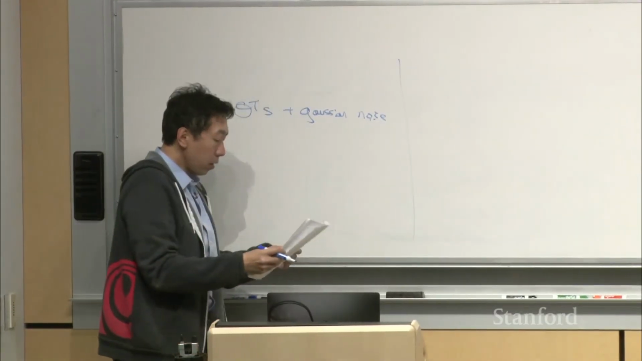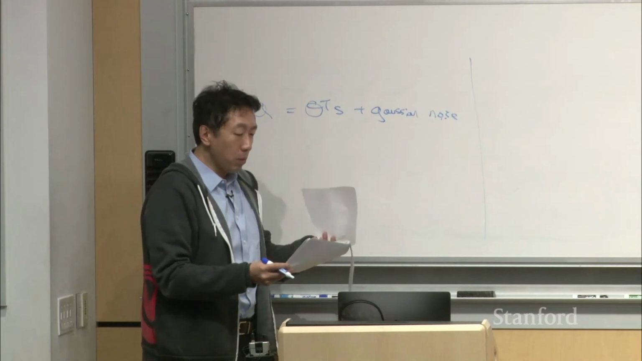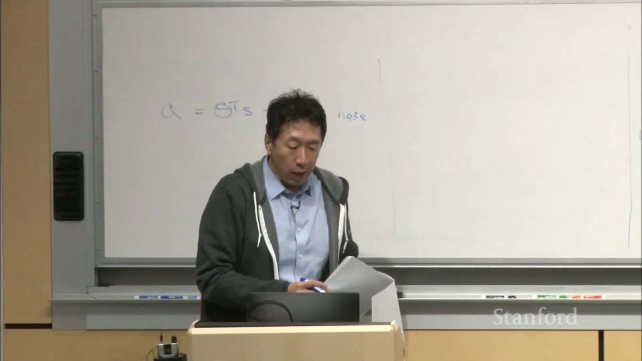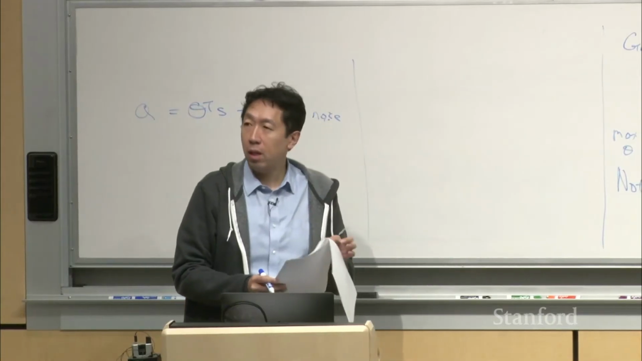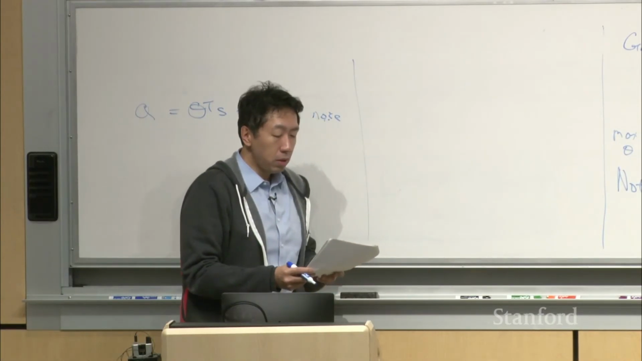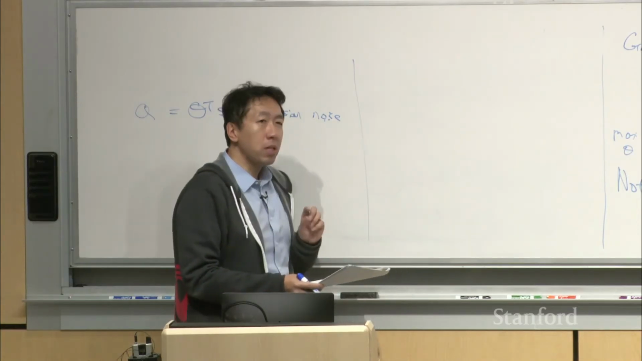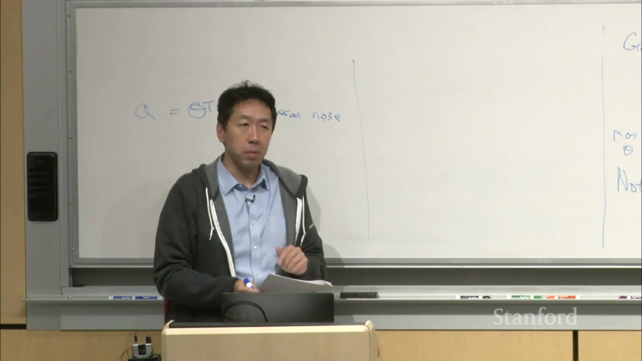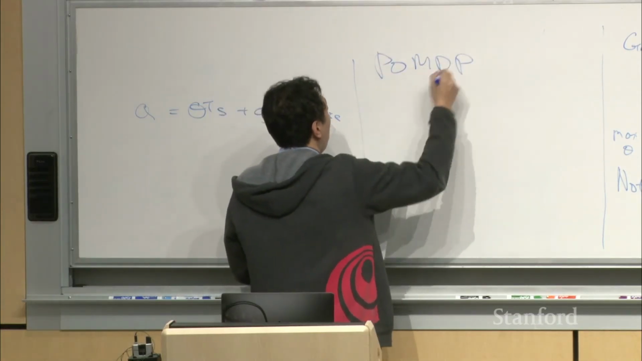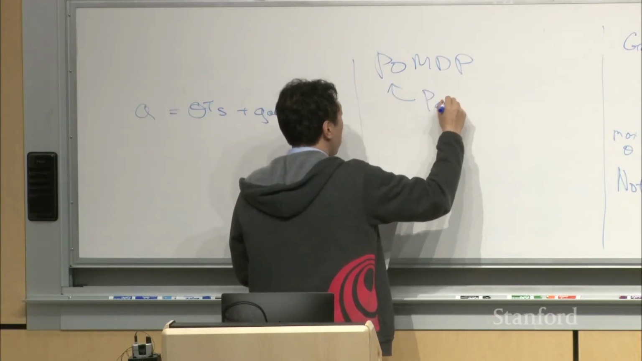So let's see. Some pros and cons of, so when should you use direct policy search and when should you use value iteration or a value function based type of approach? So it turns out there are two settings where direct policy search works much better. One is if you have a POMDP. PO in this case stands for partially observable.